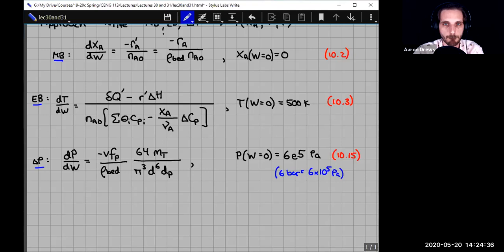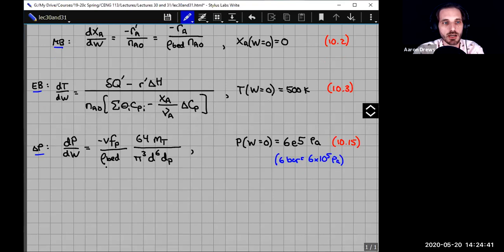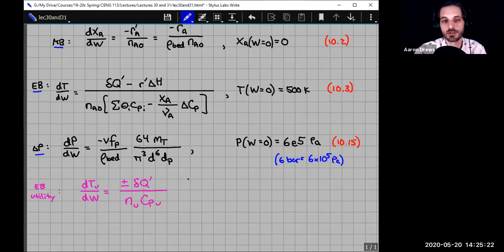And now back to that last one. So I'm going to turn this one into purple. Is it co-flow or counterflow? If we were interested in the utility, the EB on the utility, if we had to write that, we would write dTU dW would be plus or minus, depending on whether it's co-flow or counterflow, plus if it's counterflow, minus if it's co-flow, times our delta Q prime, divided by whatever the flow rate is of our utility. So assuming it's in molar units, that would look something like N sub U times the heat capacity of the U.